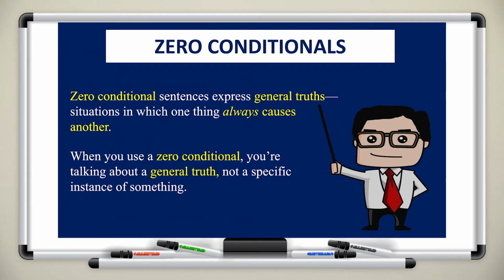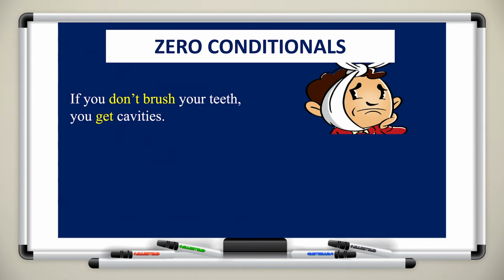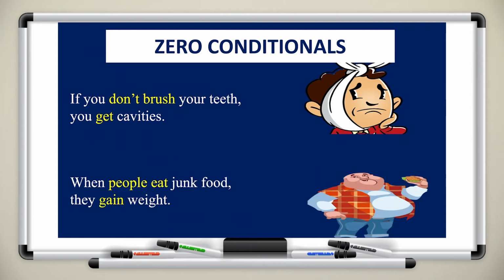So basically, we use it when we're talking about a general truth, not a specific situation. Let's look at an example. If you don't brush your teeth, you get cavities. This is a scientific truth. Something that will happen, not will, something that happens. You don't brush your teeth, you get cavities. If you eat junk food, you get fat or you gain weight. The same thing. This is something that always happens.